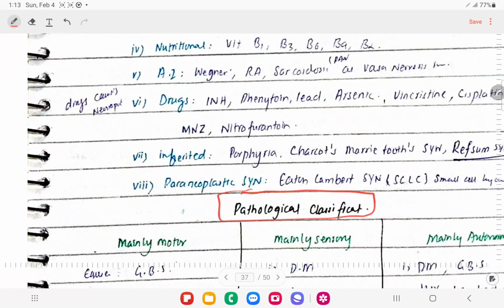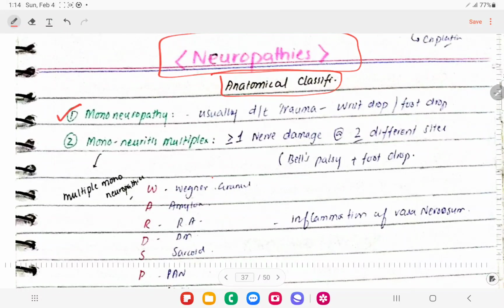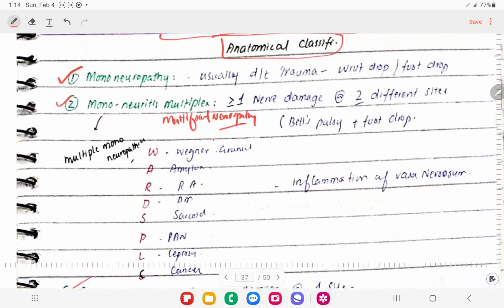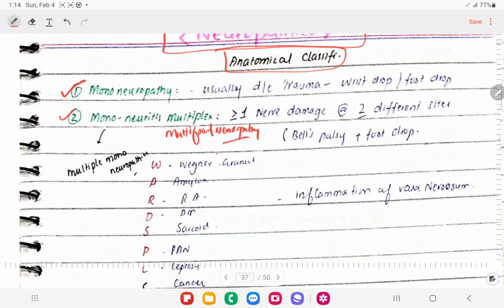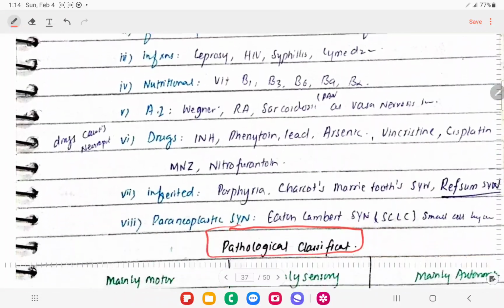According to anatomical classification, we can divide the neuropathies into mononeuropathy, mononeuritis multiplex, or we can also call it multifocal neuropathy, right? And if the patient is having polyneuropathy, right, so we can divide anatomical classification into three: mononeuropathy, mononeuritis multiplex, also known as multifocal neuropathy, and polyneuropathy.